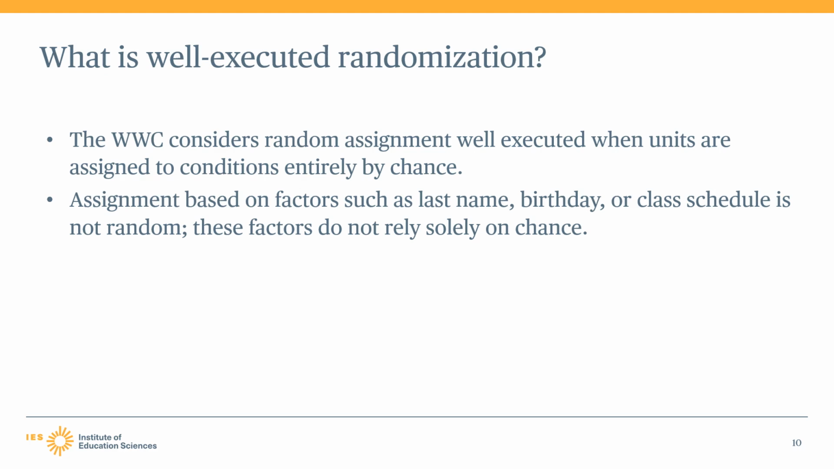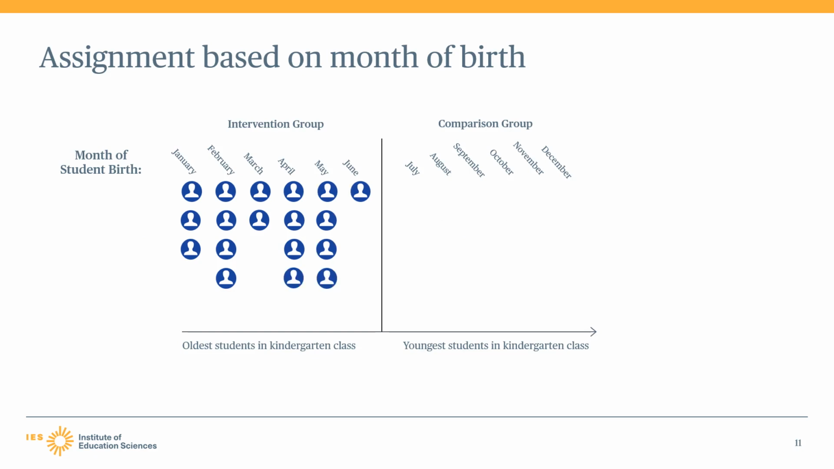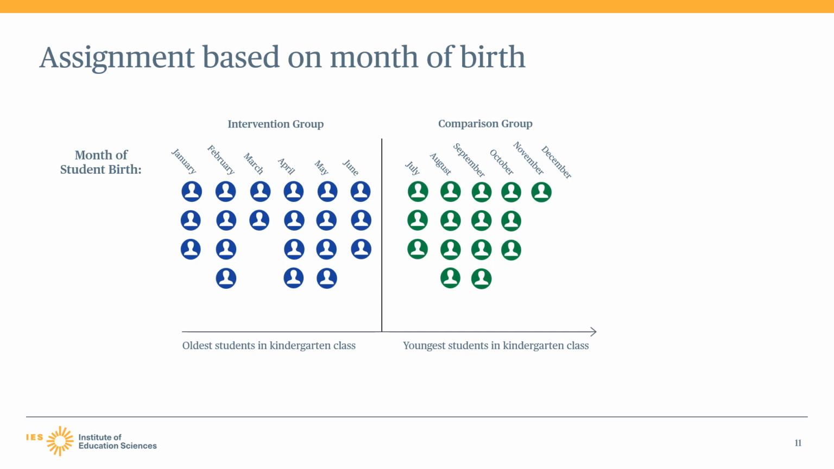However, some approaches to creating groups that might seem random may not actually be fully random. For example, a study might assign units who have birthdays from January to June to the intervention group, and those with birthdays from July to December to the comparison group. The WWC does not consider this to be well-executed random assignment. This is because research indicates that people with the same birthday may share similar characteristics.